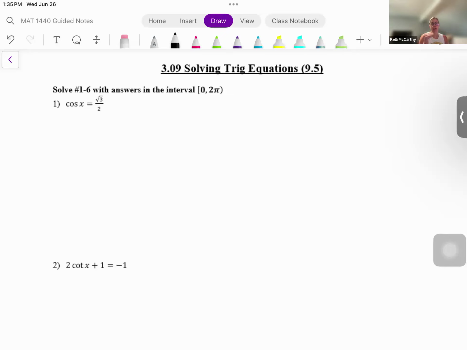Thinking about where on the unit circle, again, 0 to 2 pi is just one revolution of our unit circle. Where do we have cosine equal to square root of 3 over 2? We know that cosine is positive in the first and the fourth quadrants, and cosine's the x value. So if we think about those triangles, we want a longer horizontal segment than the vertical segment. So that takes us to pi over 6.